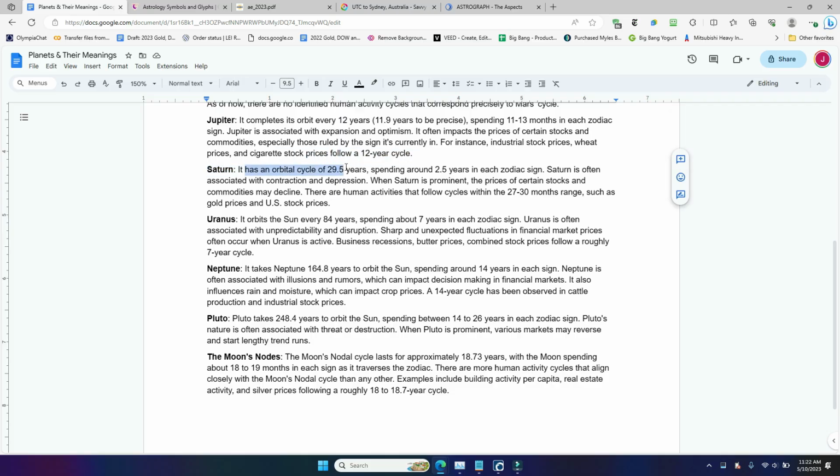Saturn has an orbital period of 29.5 years, spending around 2.5 years in each sign. And unlike Jupiter, Saturn is associated with contraction and depression. So it's the exact opposite, okay?